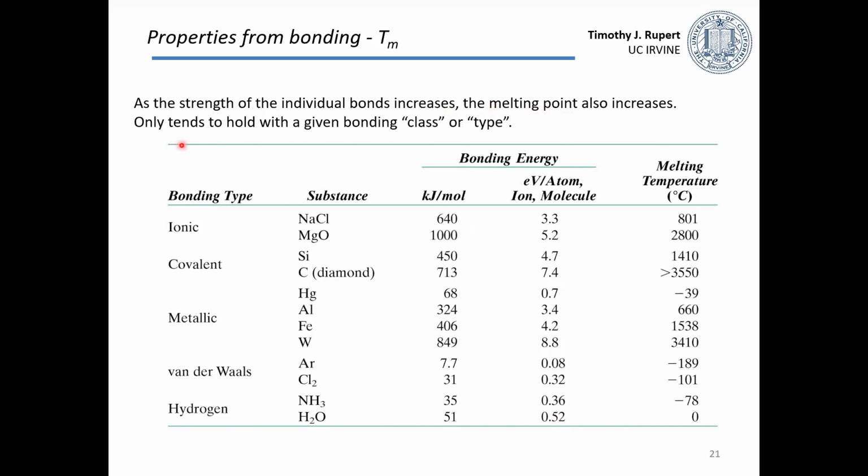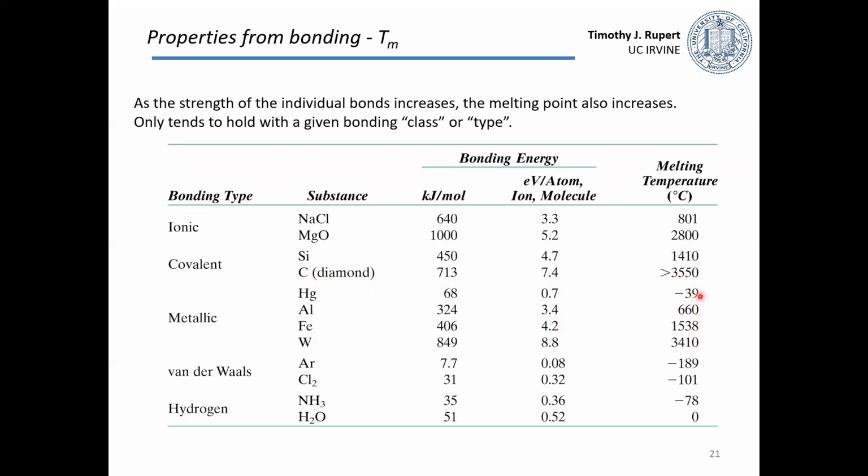But we do have to make sure to recognize that this statement is true just for a given bonding type. Okay. So here we have some examples for ionic, covalent, metallic, and our two secondary types of bonds. Let's just look for now at this middle part. This is the metallic type of bonds. As we go down, our bonding energy increases. And we can also see that the melting temperature is going to increase as well.